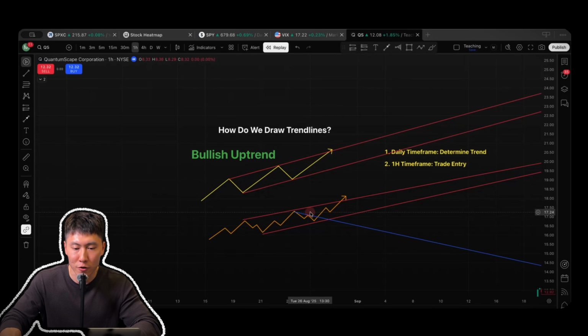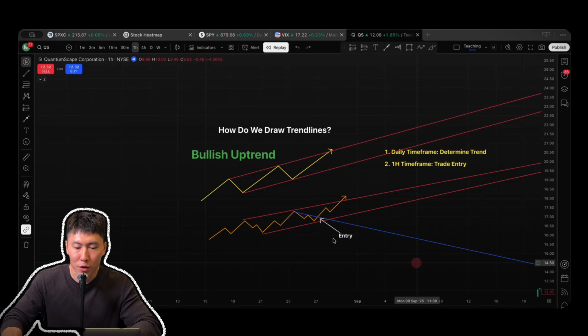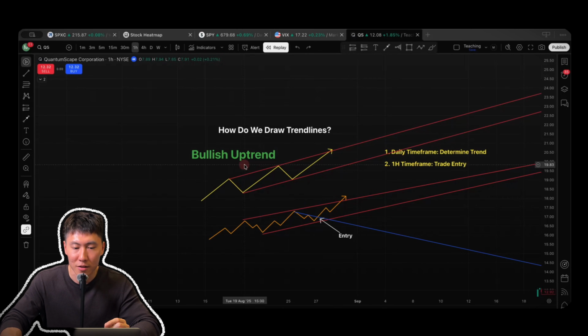So you can see that we draw a downtrend line in a bullish uptrend, and one of the reasons for that is because we want to see the breakout from this downtrend line, which will be our entry point. We want to capture the entire move all the way to the upside, because we know on the higher time frame we're in a bullish uptrend. So we want to capitalize on the entire trend by drawing a downtrend line in the 1-hour time frame.